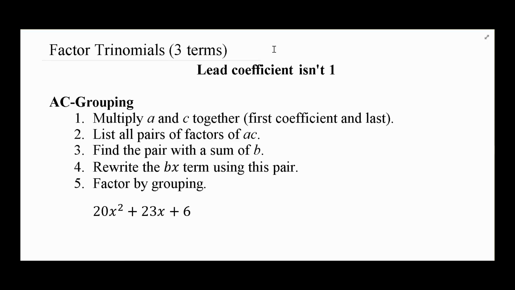Let's go ahead and look at an example. Do those steps with this example. Our first step is to multiply the a and c together. So if I multiply 20 and 6 together, I get 120.